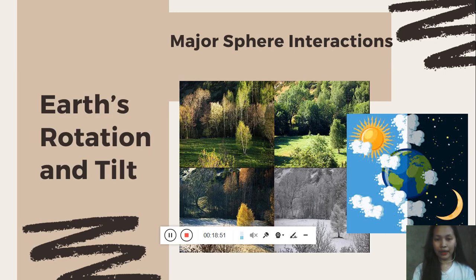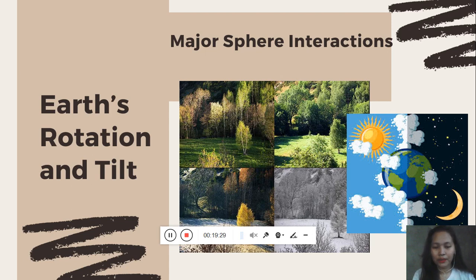So lastly, we have the Earth's rotation and tilt. So why do we have day and night? It is because of the Earth's rotation, and also the Earth's tilt causes seasons that affect the entire ecosystem itself.